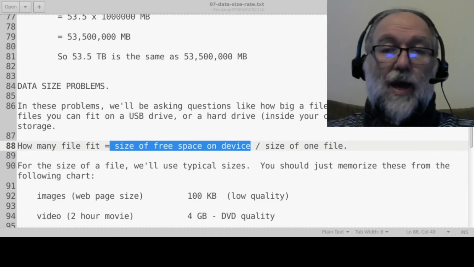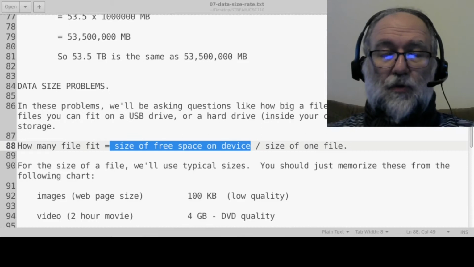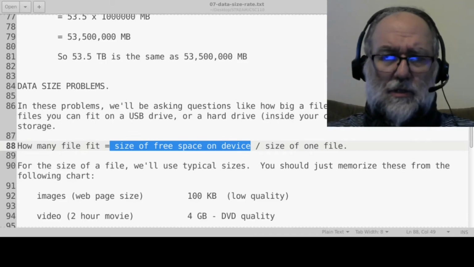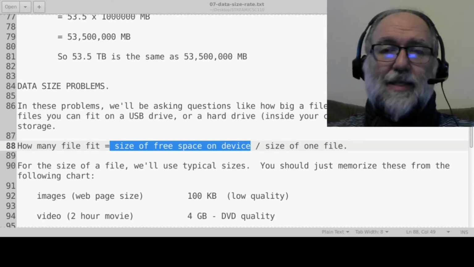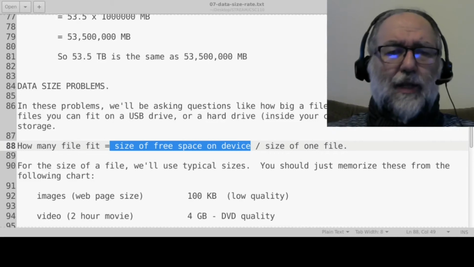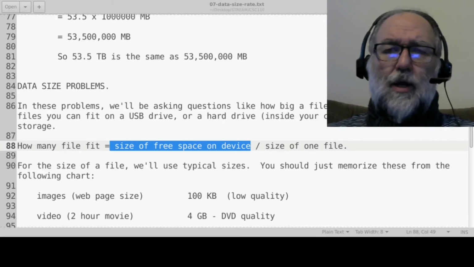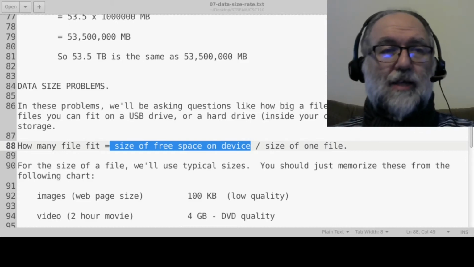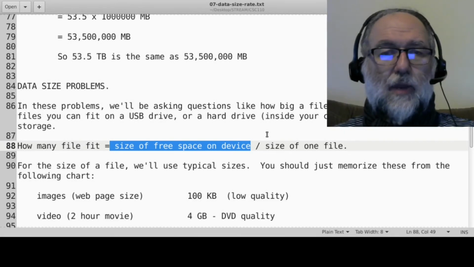Later in the course, I'm going to show you how you can ask that question of your computer. I'll show you how, on a Windows machine, you can actually find out how much space is on a device. There's a way of doing that. So that's the numerator, and then you divide that by the size of one file of a particular kind.